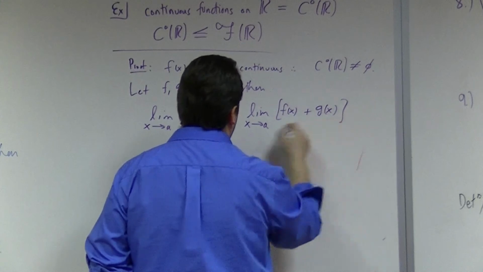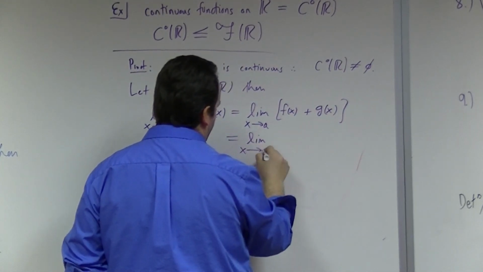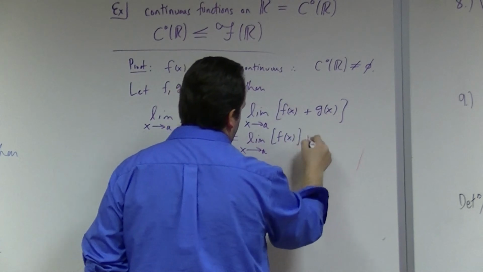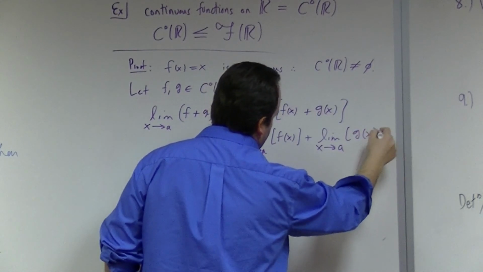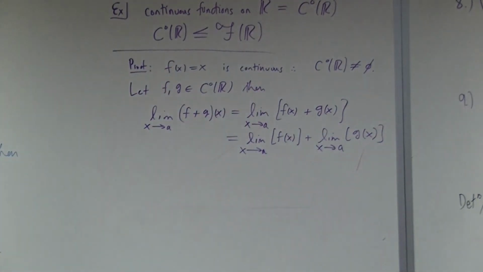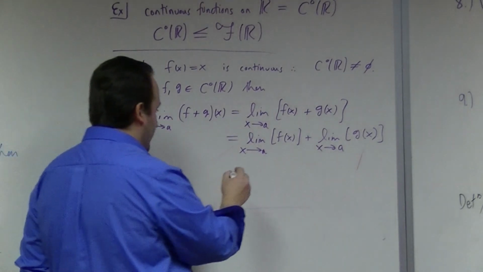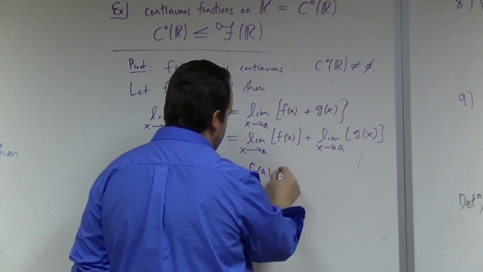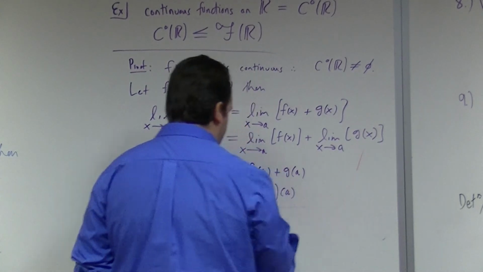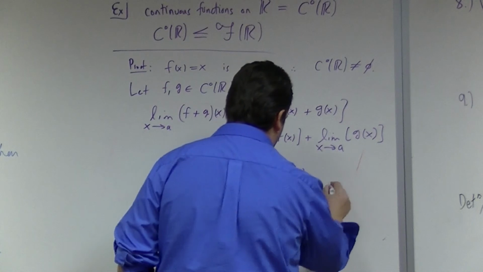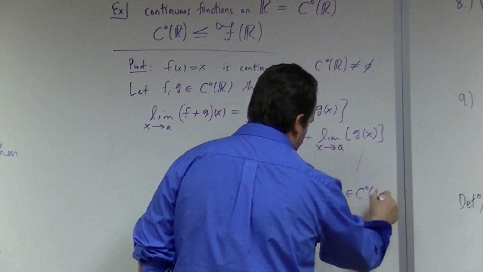But by properties of limits, what do we got? Property of the limits is that limits have linearity, right? So the limit of a sum is the sum of the limits. And then you're telling me that's f of a and g of a. Why is it f of a and g of a? Because it's continuous. If f and g are continuous, that means that the limit of the function is the value of the function at that limit point. So that's f of a plus g of a, which, by the way, is (f plus g) of a. So therefore, f plus g is an element of the continuous functions.